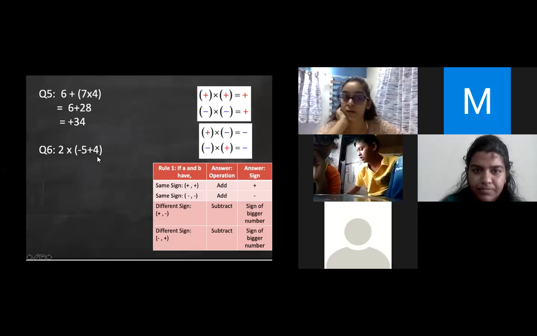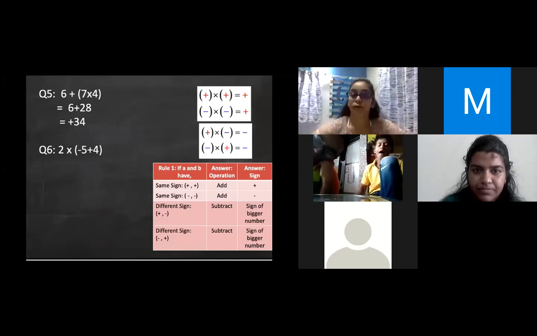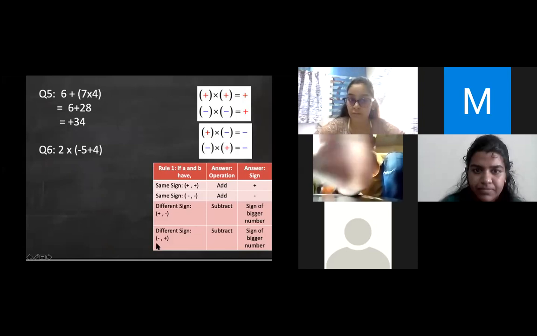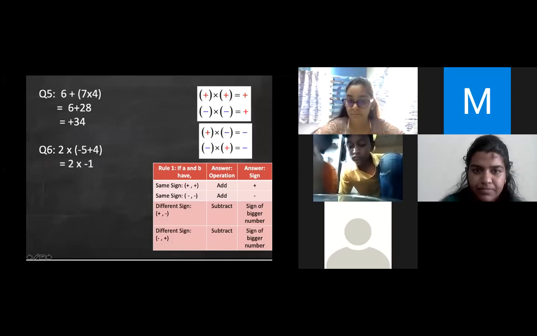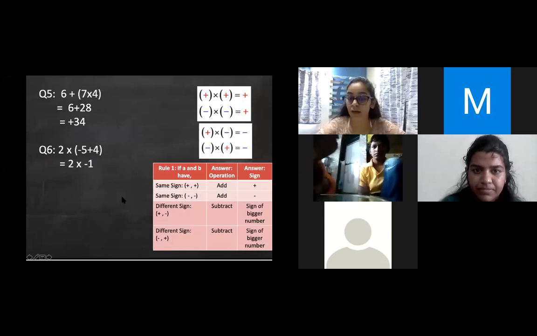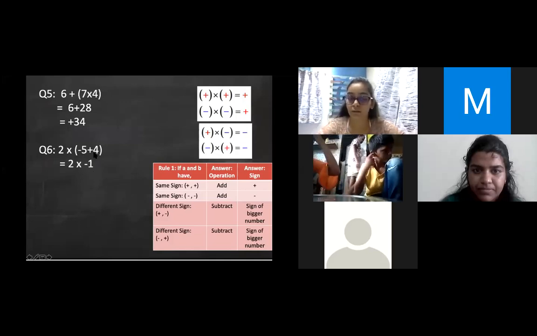You will not add both these numbers, Kushnuma, because the signs are different. Look at the first rule and the fourth row. Different signs. Can you see this? It says minus or subtract, right? So you have to subtract both these numbers. So you get a minus 1.